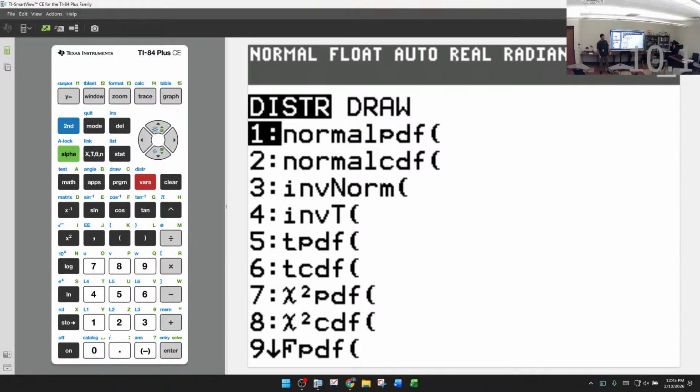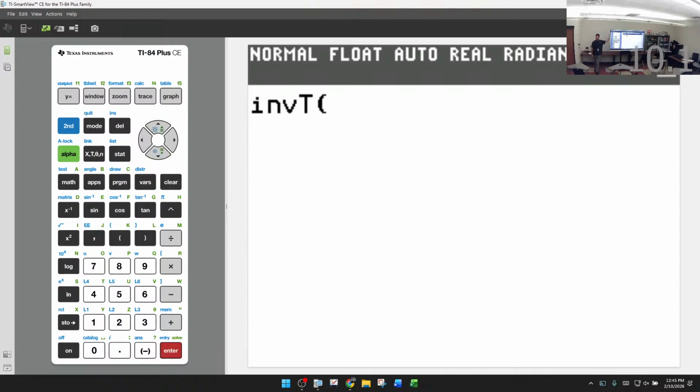There's a TPDF you'll never ever use. TCDF you might use, but not until chapter 11. But notice that I don't have left, right, center. It's not asking me anything else. It's just doing inverse T. Does yours ask questions? I got mine turned off. I must have done something.